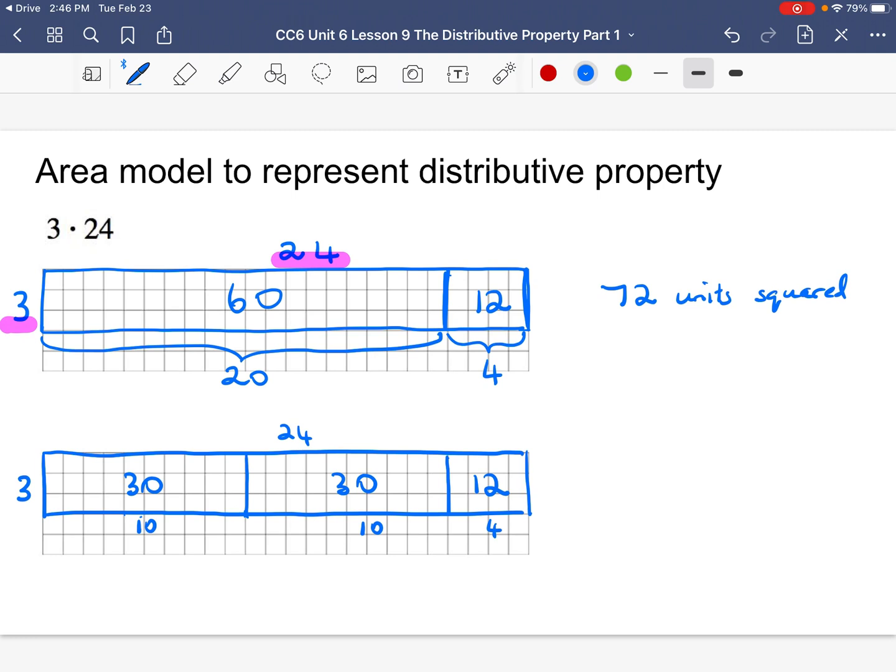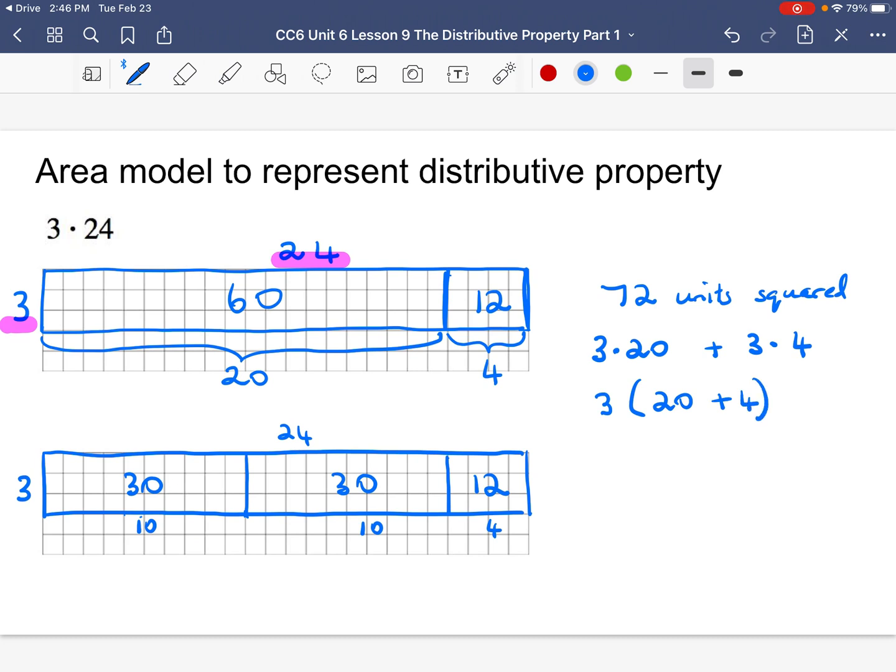And we can represent these like this. So 3 times 24 could be 3 times 20 plus 3 times 4. Or we could represent them by 3 times 20 plus 4. And that's the distributive property.